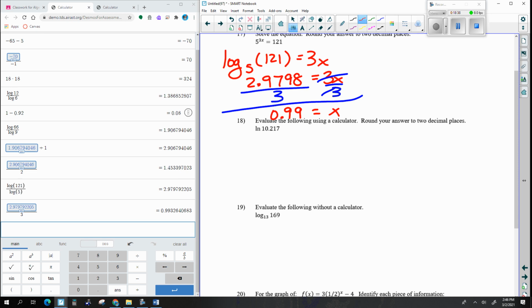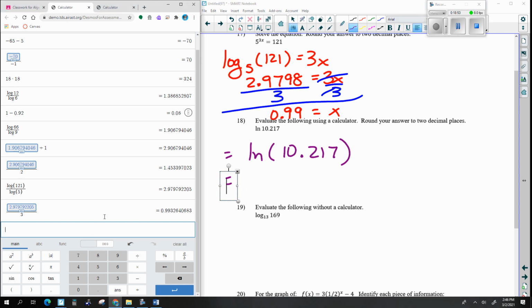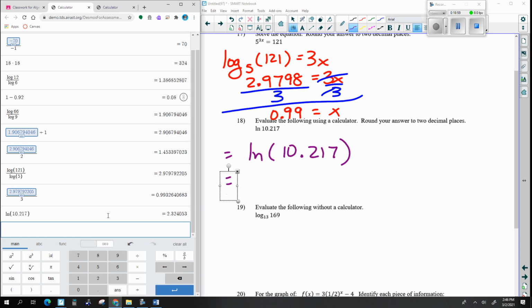Evaluate the following using a calculator. All right. Man, it almost seems like it's a trick question. So that is equal to 2.32.